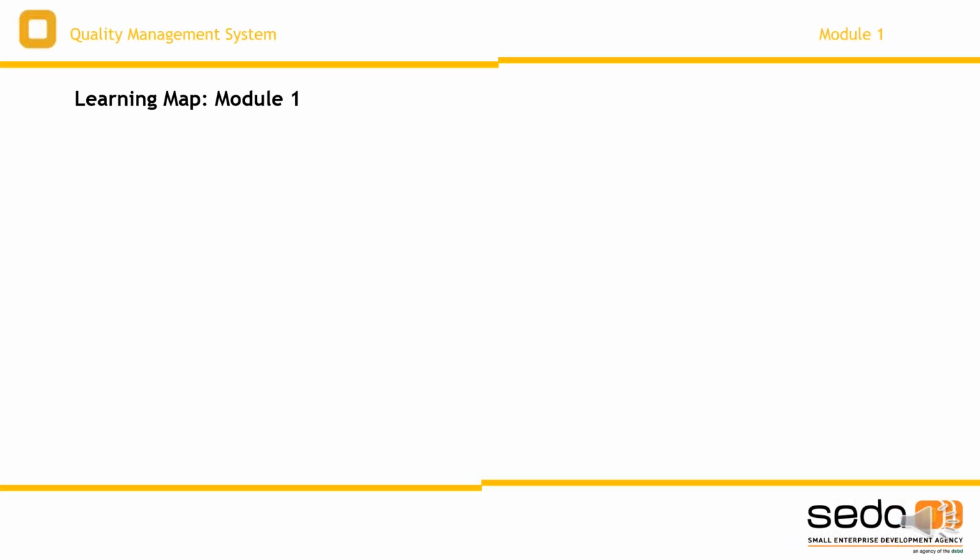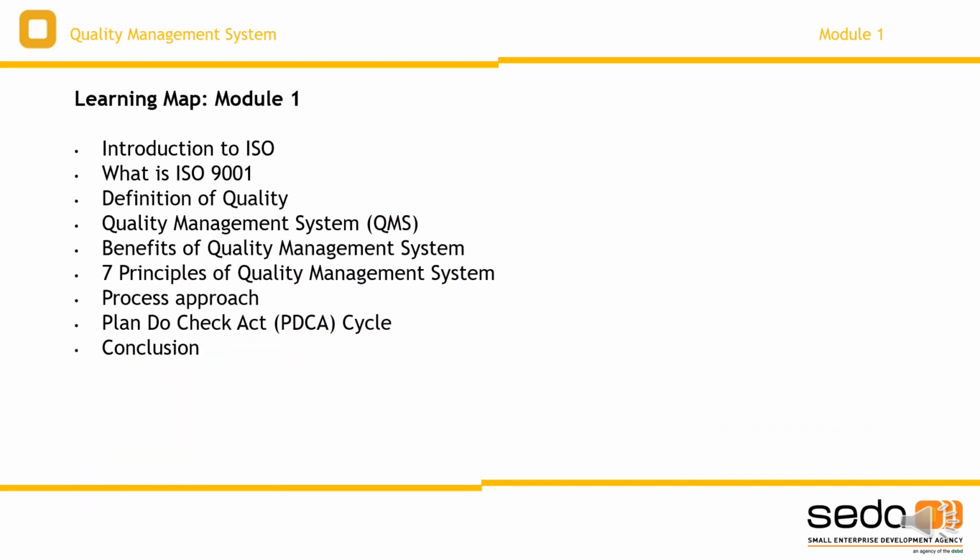Our training is divided into two modules. This is what we are going to cover in module 1. We'll discuss introduction to ISO. What is the history of this ISO? When did it start? We will discuss what ISO 9001 is all about. We'll also define what quality is. We'll also discuss the quality management system, or the QMS. What does it involve? If I have it, what needs to be in place? We'll also discuss the benefits of quality management system. If I'm having this system in my organization, how will it benefit me?